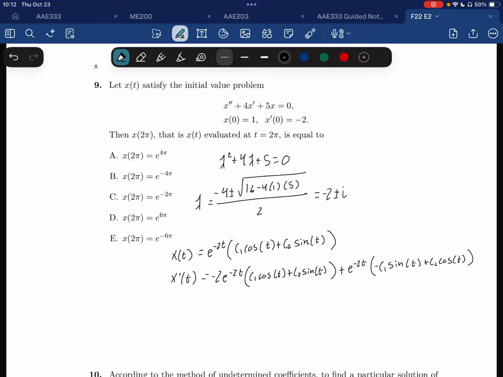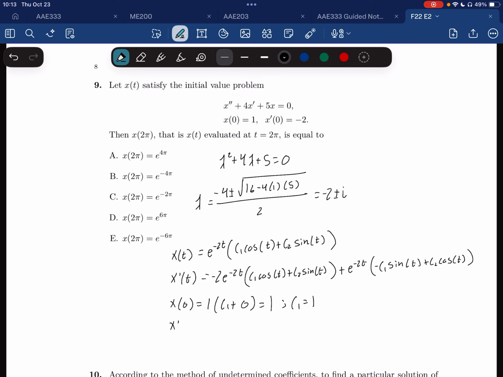And now we can start plugging in initial conditions. So x of 0, e to the 0 just becomes 1. Cosine of 0 is just 1. So 1 times c1, and then sine of 0 is just 0. This is equal to 1. So what do I have? I have c1 is equal to 1.